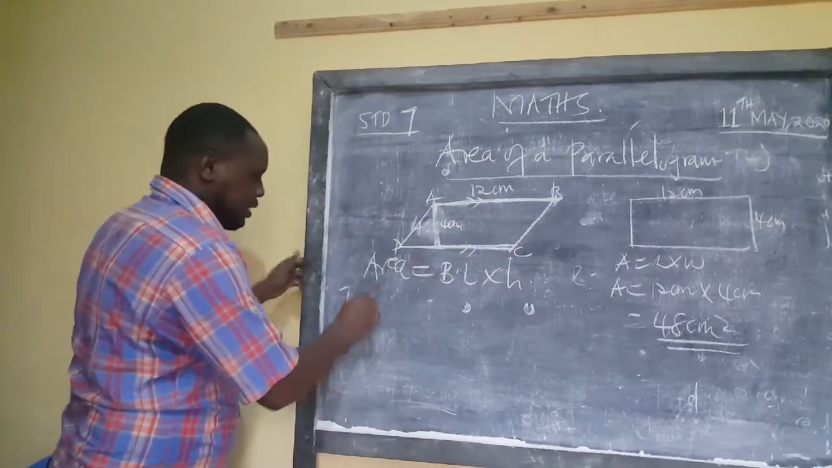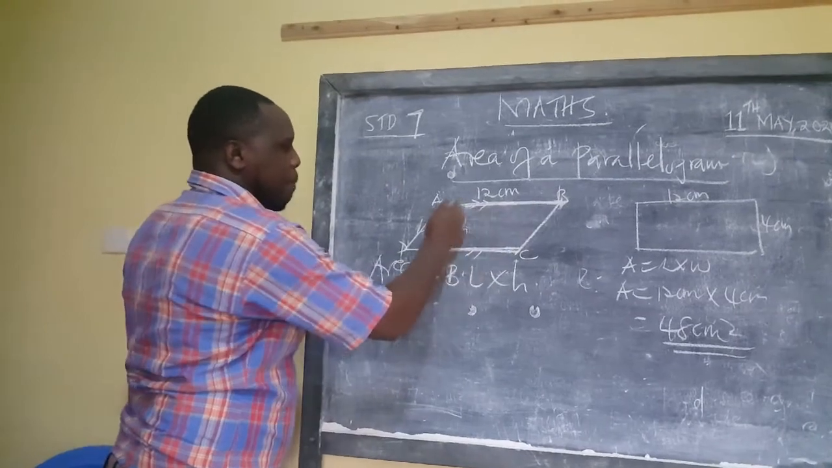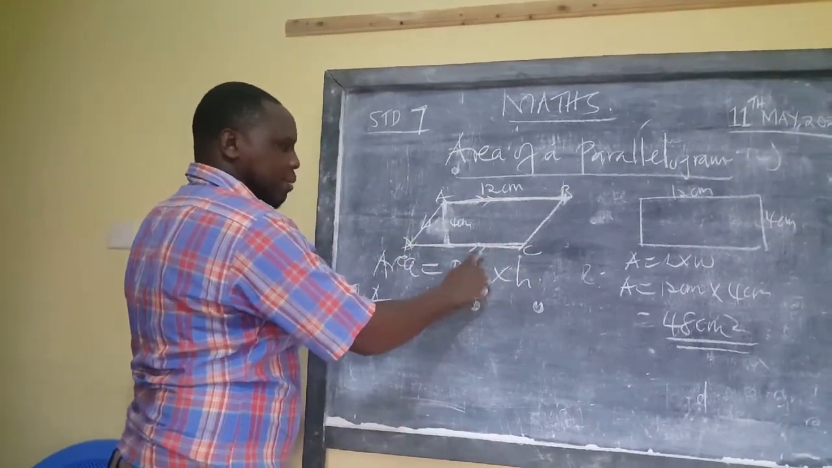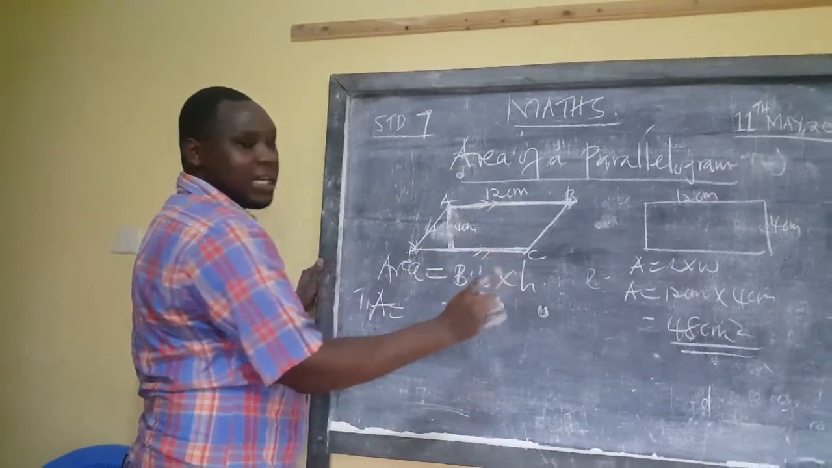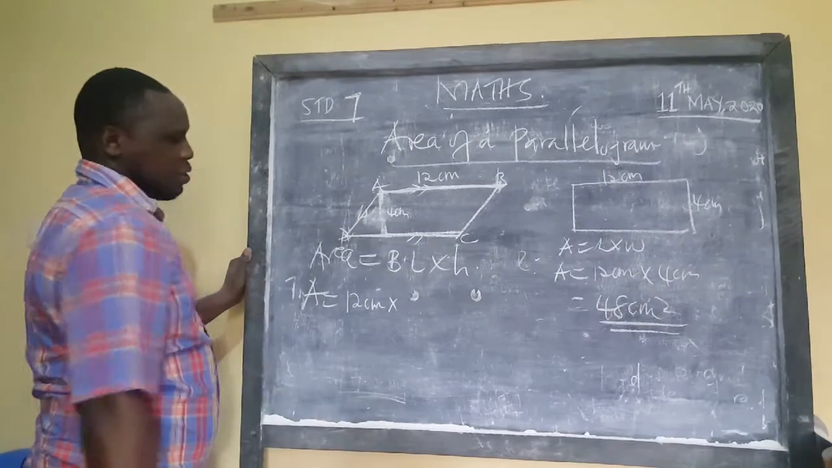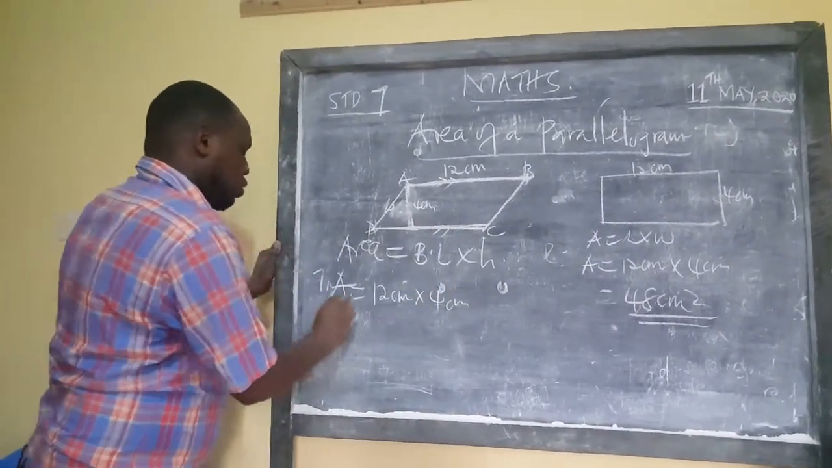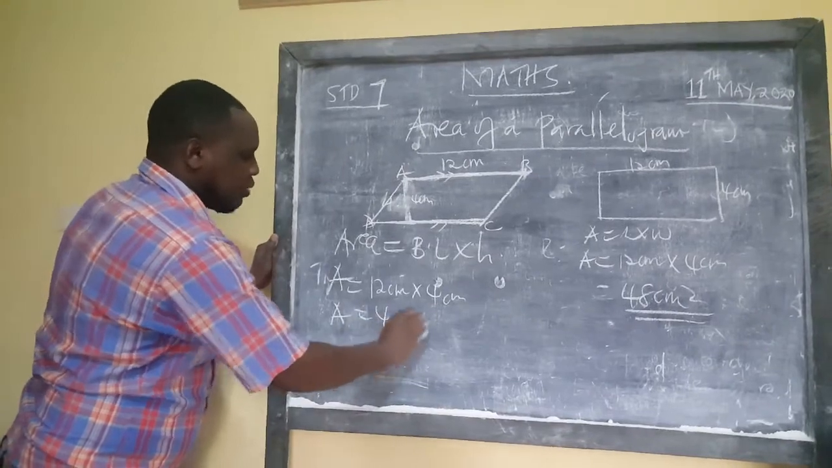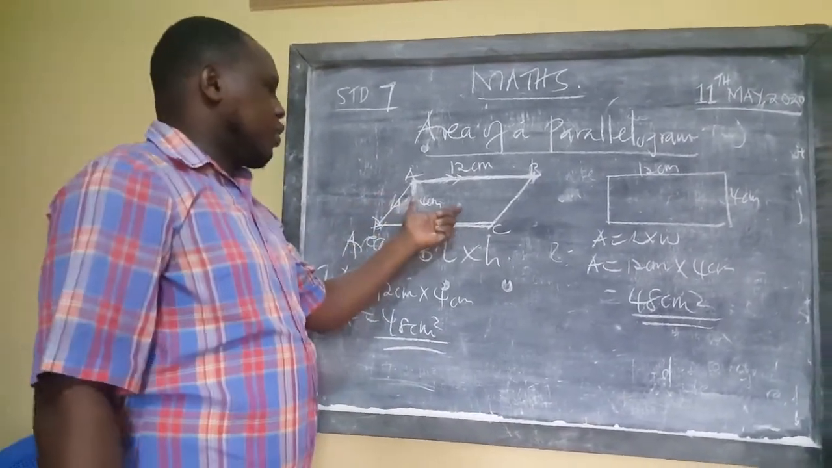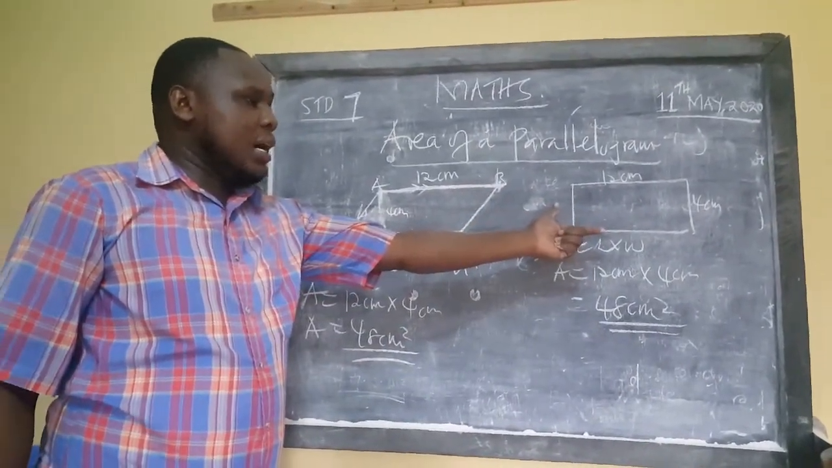So in our case, the area will be equal to the base length. Our base length is 12, both here and here. It can be placed at the bottom or on top. So in this case, it's placed on top. So we pick 12 centimeters times the height, which is 4 centimeters. So the area is going to be 48 centimeters squared. So you realize that the area of this parallelogram is the same as the area of this rectangle.